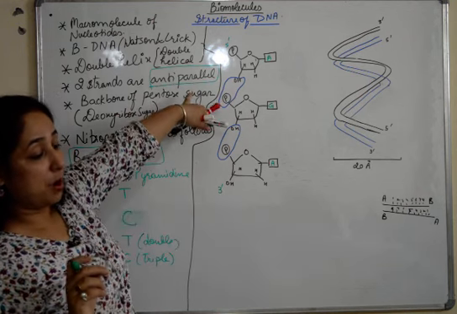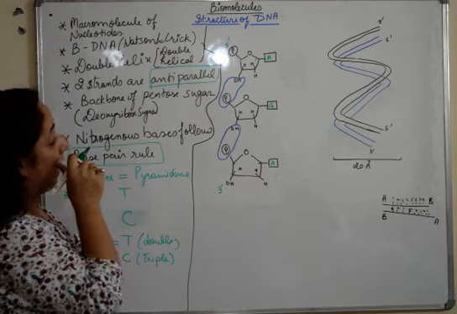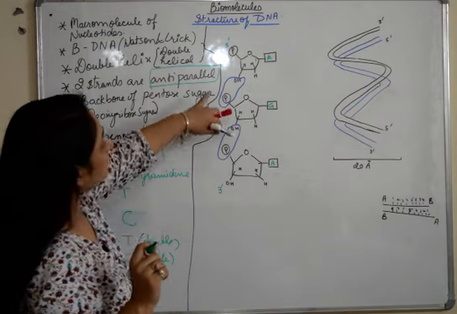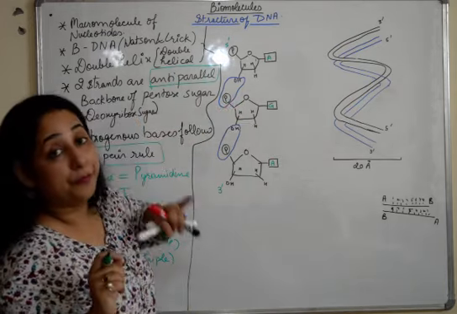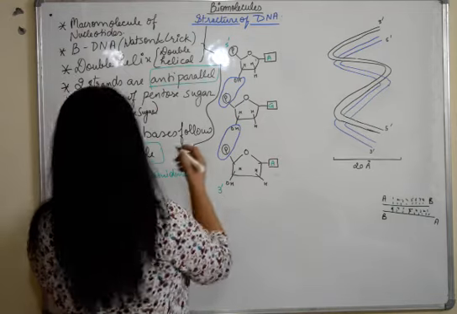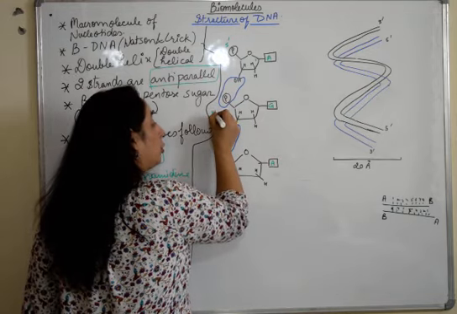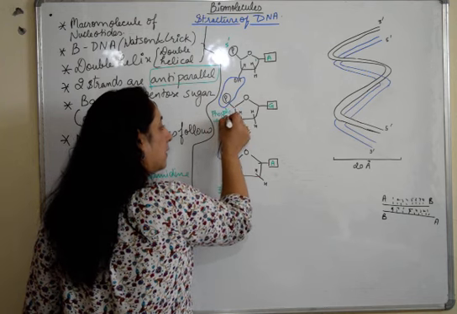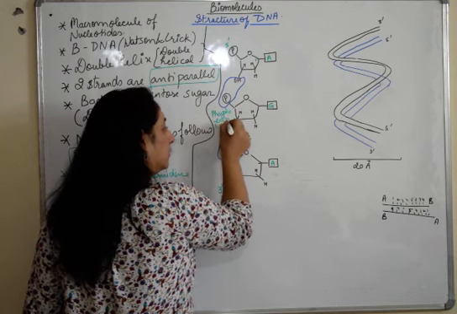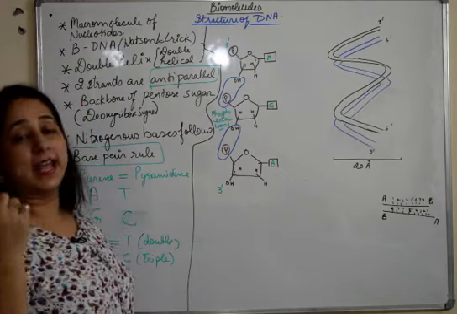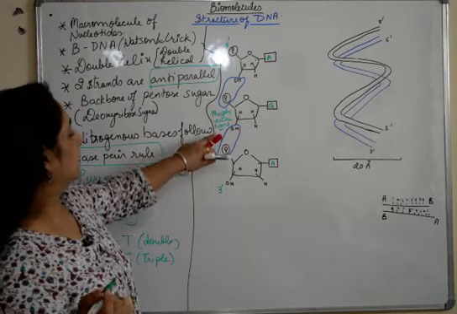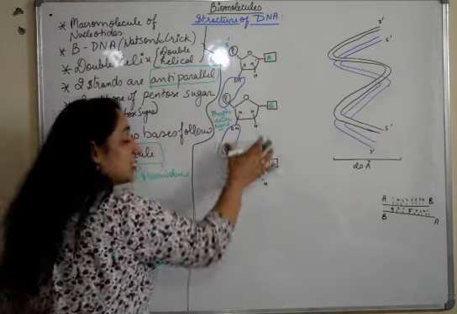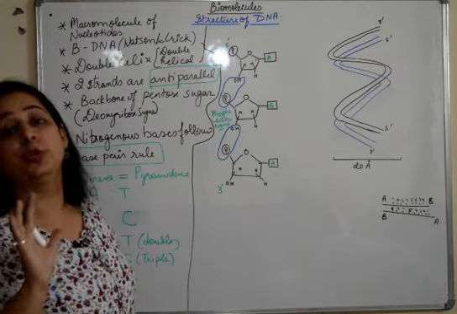Fine. Now a bond is formed here, and this bond is formed between the OH and phosphate. The bond is called an ester bond. It is also called a phosphodiester bond, phosphoester. So this is a phosphoester bond formed here. Now this strand is bound together.